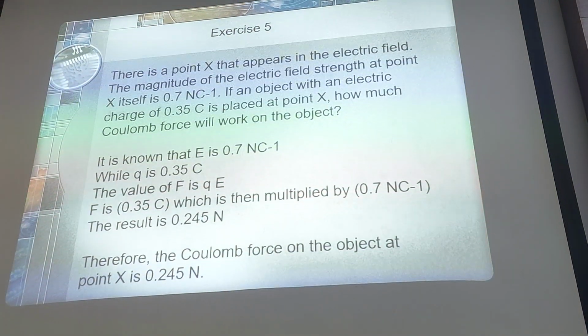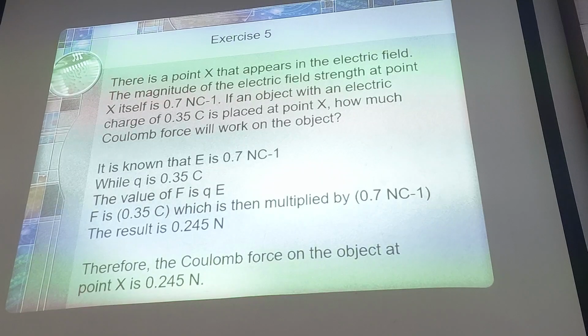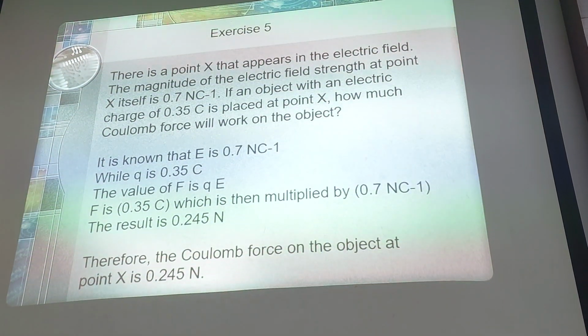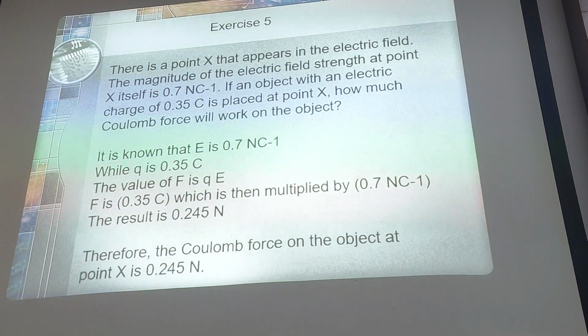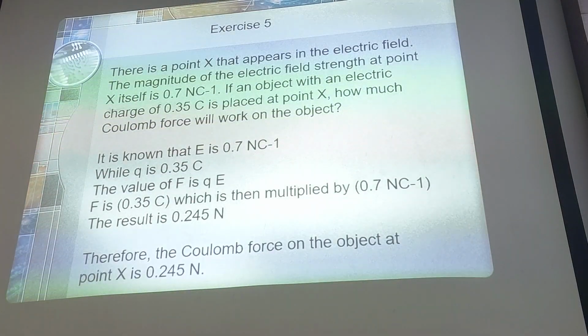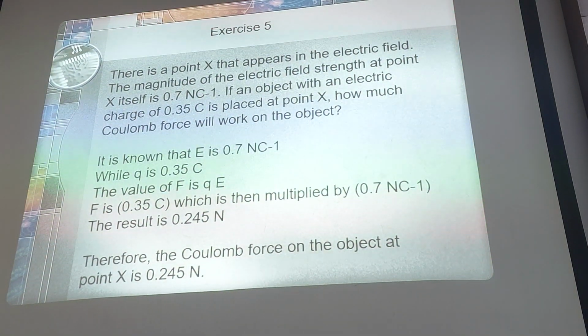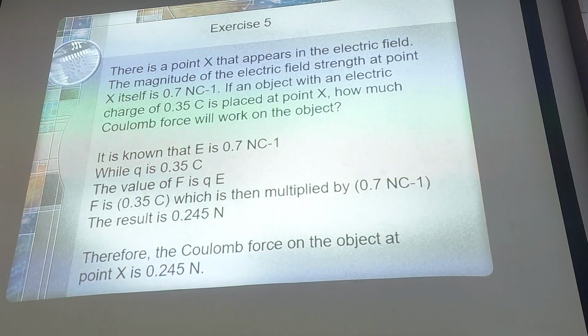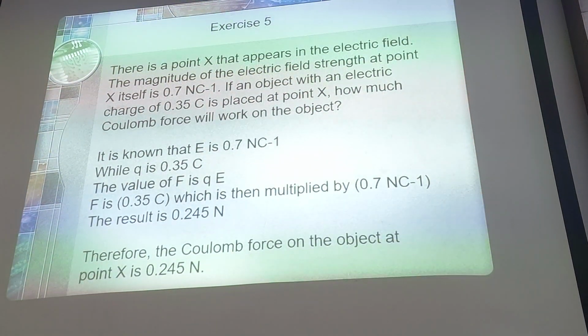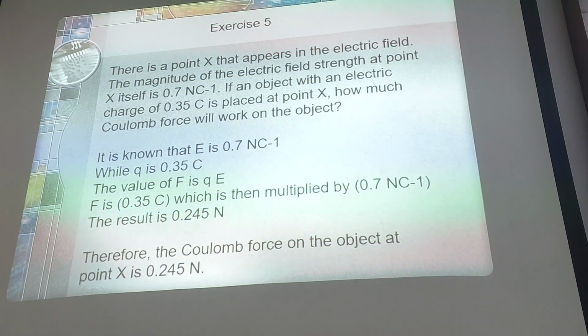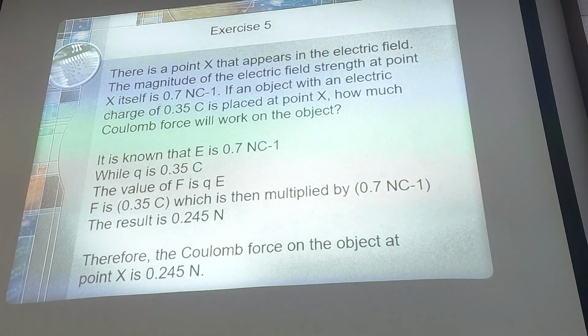Another exercise, but I just put down the answer over there. This is about the electric field. So there's a point X that appears in the electric field. There's an electric field and there is a point X. The magnitude of the electric field strength at point X itself is 0.7 N/C, given by the curve.